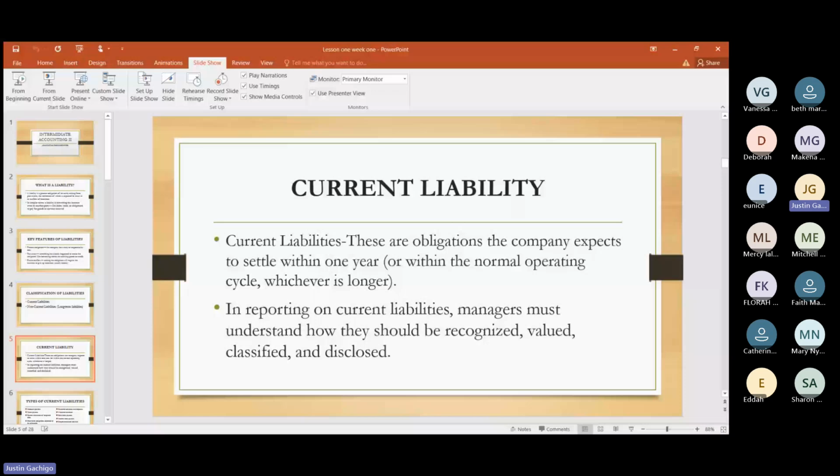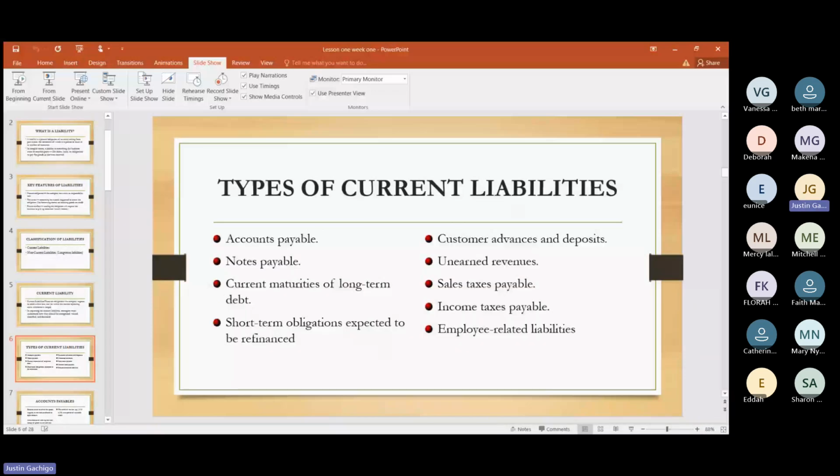So then we have the types of current liabilities. We are going to look at some of these in detail. We have accounts payable, notes payable, current maturity of long-term debts, short-term obligations expected to be refinanced, customer advances and deposits, unearned revenue, sales tax payable, income tax payable, and employee-related liabilities. There are quite a number, but these are the main ones.